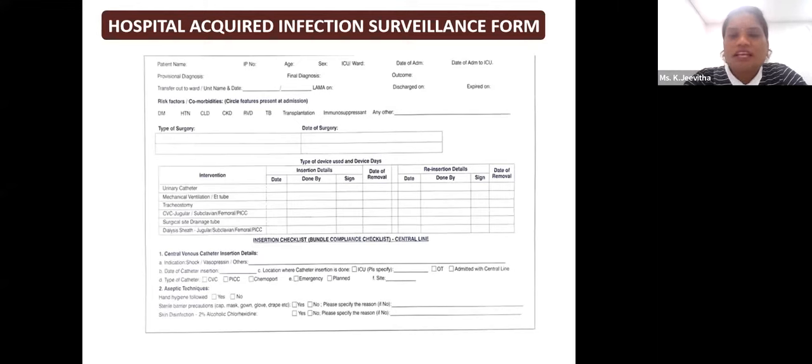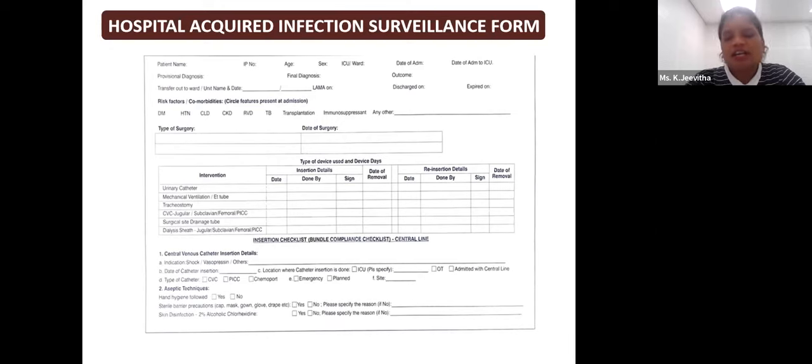In this, mainly you have to see whatever bundles I have said before. You need to check the drainage, and it should be maintained as closed drainage. Always it should be below bladder level, and every day you have to give Foley's care. If you make a checklist every day, then whenever you see any infection, you can rectify it and reduce the infection.